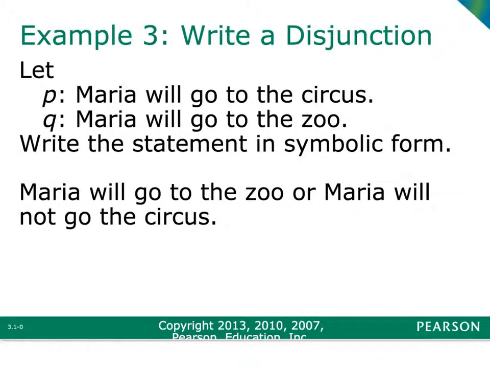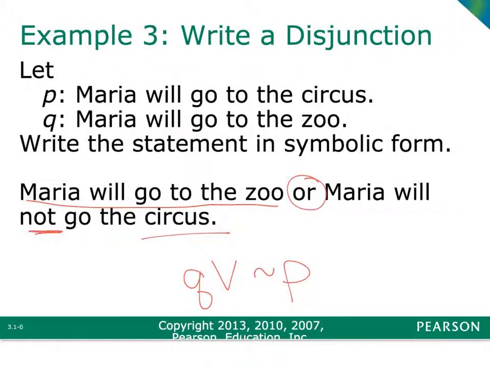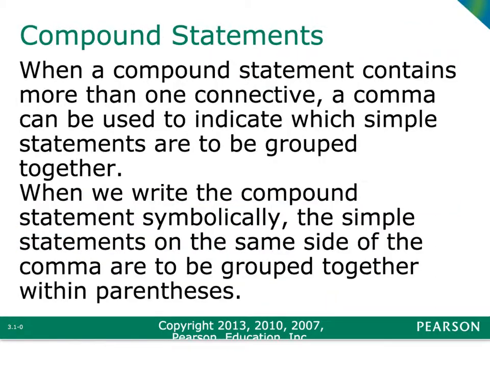Same symbols. P, she goes to the circus. Q, she goes to the zoo. Maria will go to the zoo, so that's Q. Or Maria will not go to the circus. So since it's not, you need your tilde, and then the circus is P. So Maria will go to the zoo or not go to the circus.